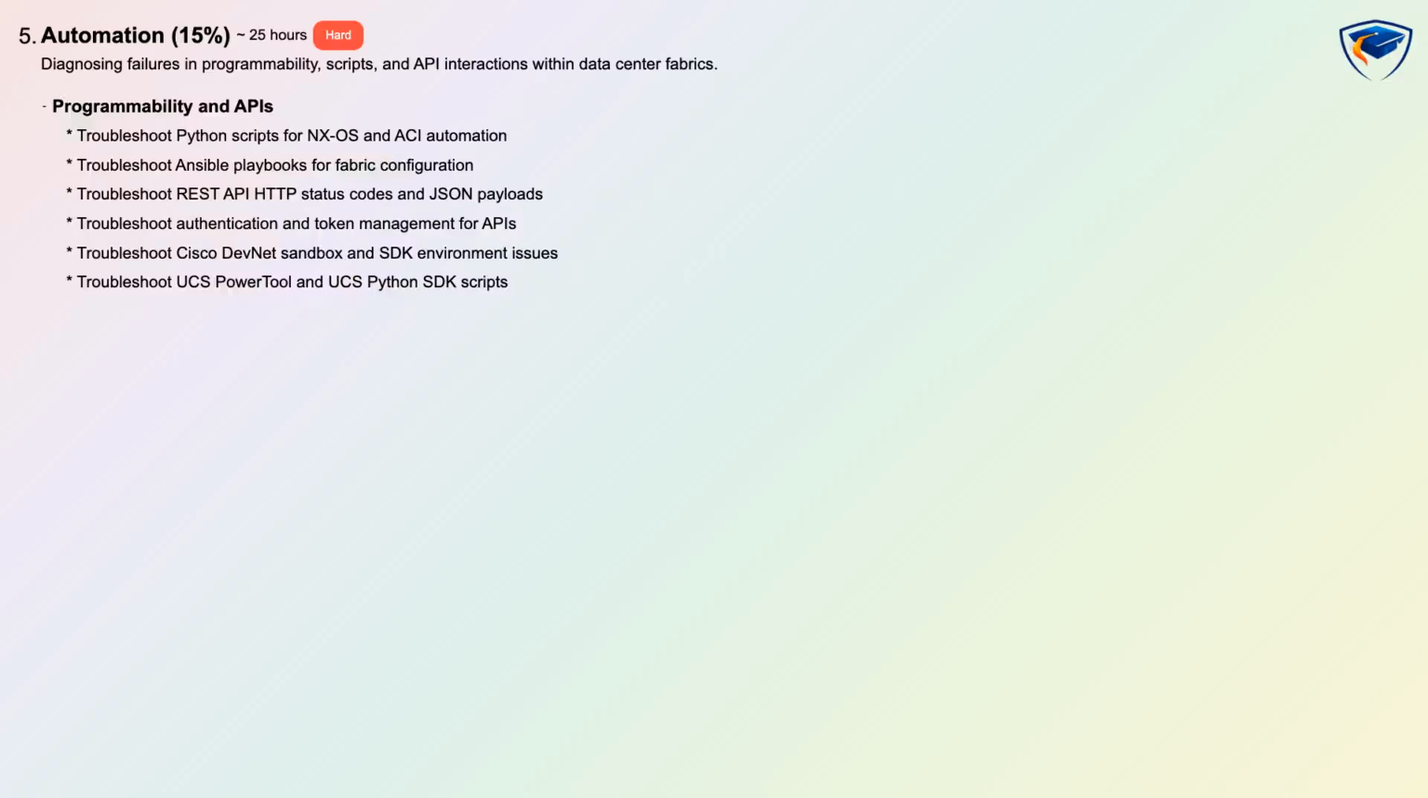Automation is 15% of the exam, rated hard, with about 25 hours of study focused on diagnosing programmability and API failures in data center fabrics through scenario-based assessments. You will learn to troubleshoot Python scripts used for NX-OS and ACI automation, debug Ansible playbooks for fabric configuration, and interpret REST API HTTP status codes and JSON payload problems.